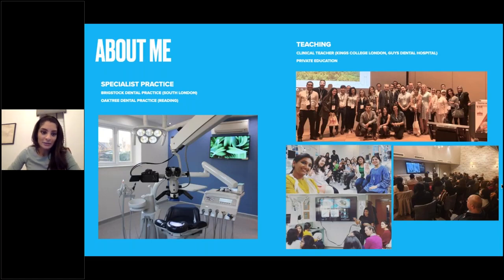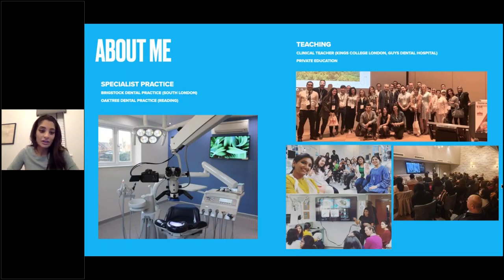So to start with a little bit about me, I mainly work in specialist practice in the UK. I'm based between two practices, one in South London and the other in Reading, and I work mainly on an external referral basis. So this is my room. It's got a picture of my microscope, and I've got a camera attached to my microscope.